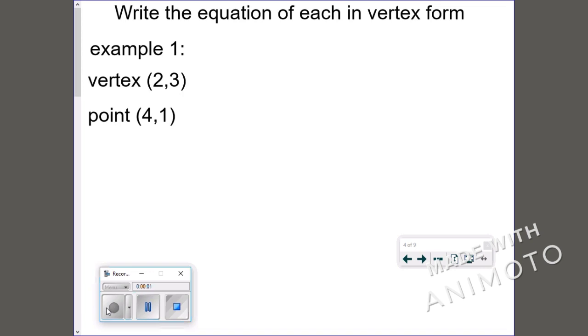Okay, here's a different kind of example. With this, we need to write quadratic functions in vertex form. We might be given a graph, or at least we're given points that are on a graph here. So like example 1, we're given that this parabola has vertex at 2, 3 and another point at 4, 1.